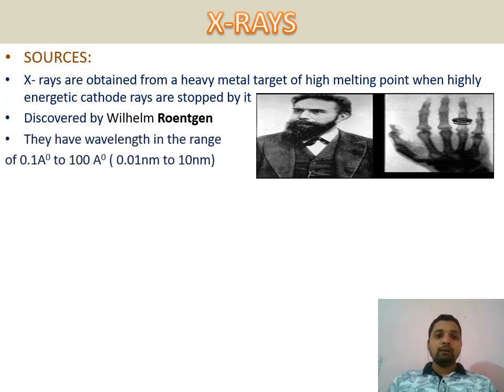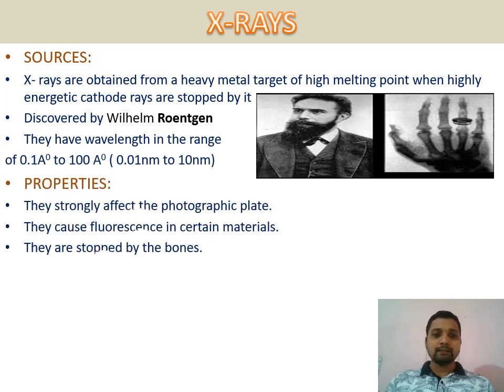X-rays have more wavelength than gamma rays. Gamma rays are below 0.1 angstrom or 0.01 nanometer, but the X-ray range is 0.1 angstrom to 100 angstrom, or 0.01 nanometer to 10 nanometer. Now the properties. It strongly affects the photographic plate, which is used to know the presence of radiation. When any radiation hits the photographic plate, it gives a dark circle. Depending upon the intensity of radiation, the darkness in the photographic plate is more or less.